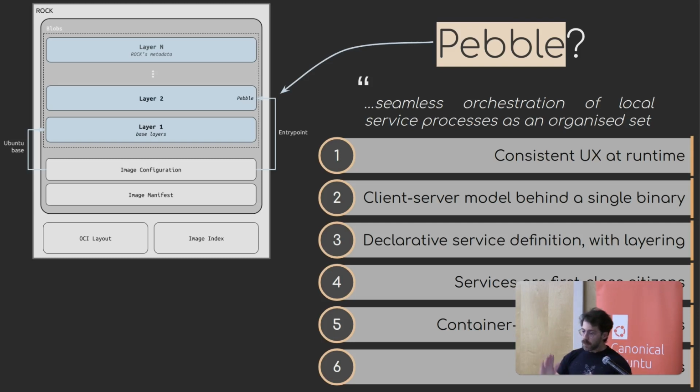Then, by knowing that, and knowing that all rocks are powered by Pebble as an entry point, the interface will be the same for all rocks, right? Obviously, the application parameters will change, but the way you manage those processes inside will always be the same. So that's a consistency layer.